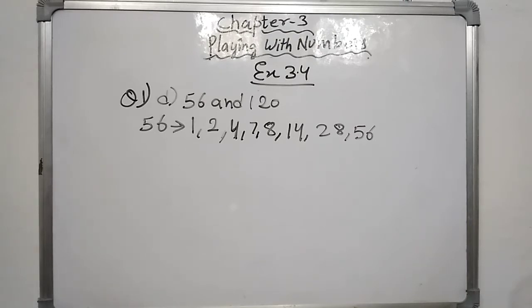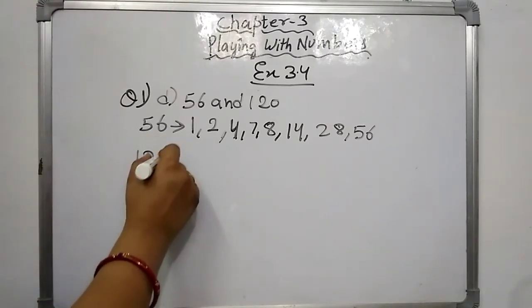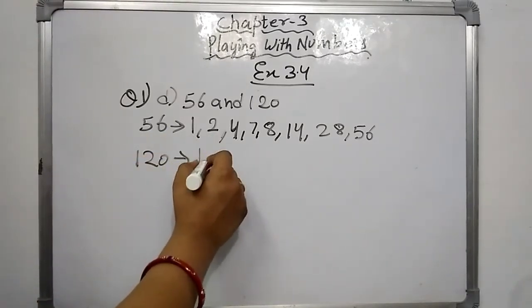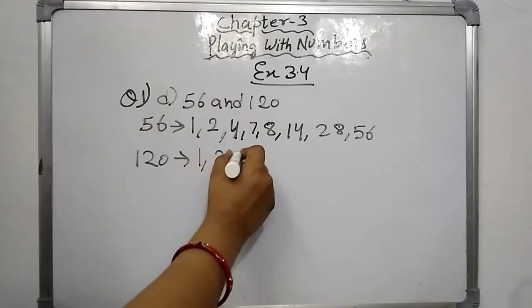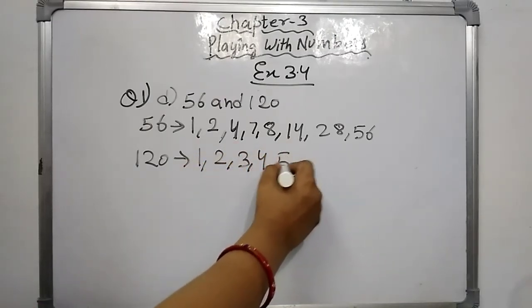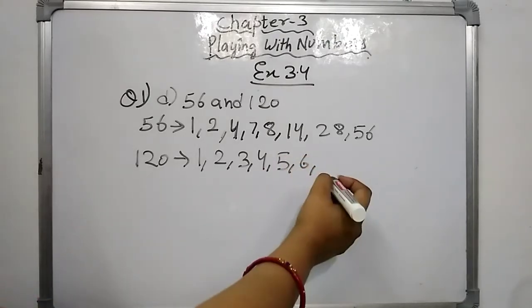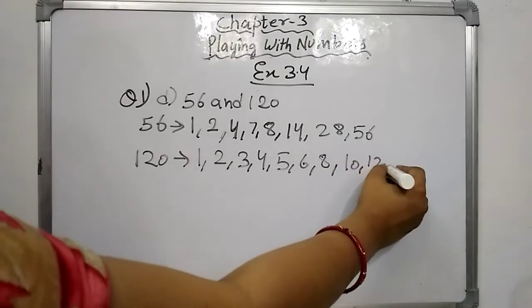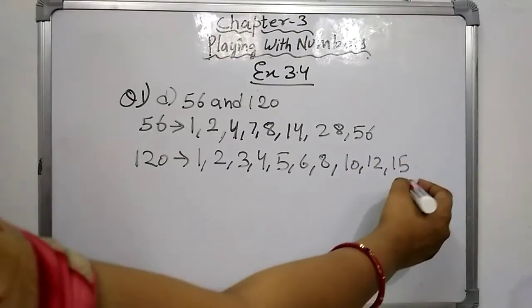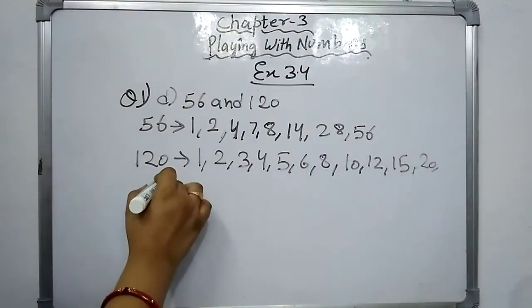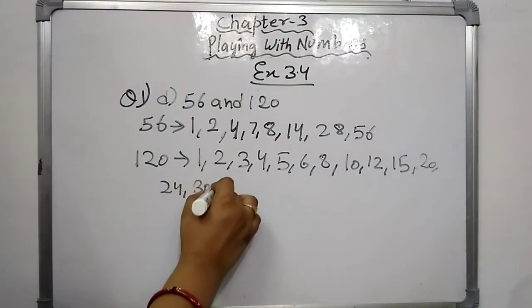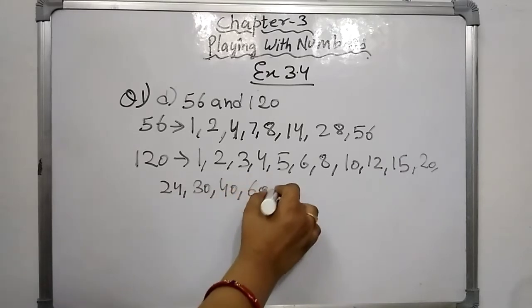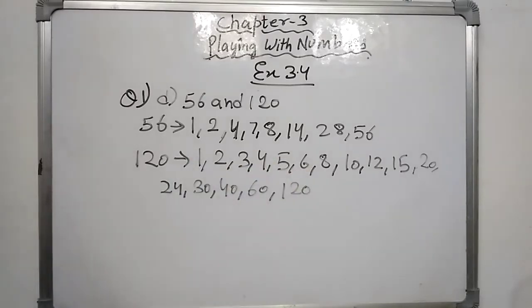Now we will write down factors of 120. 1, 2, 3, 4, 5, 6, 8, 10, 12, 15, 20, 24, 30, 40, 60 and 120. These are factors of 120.